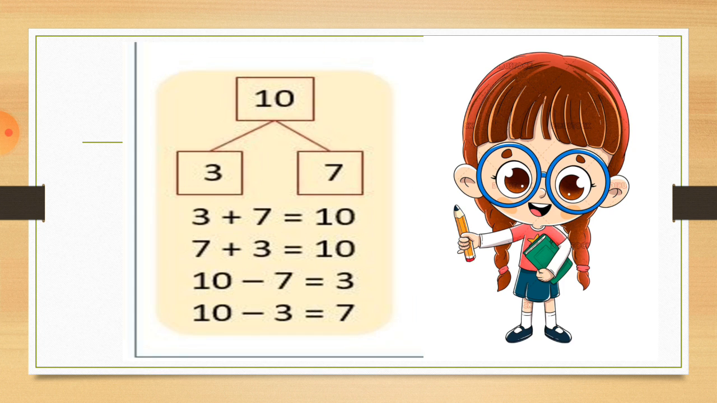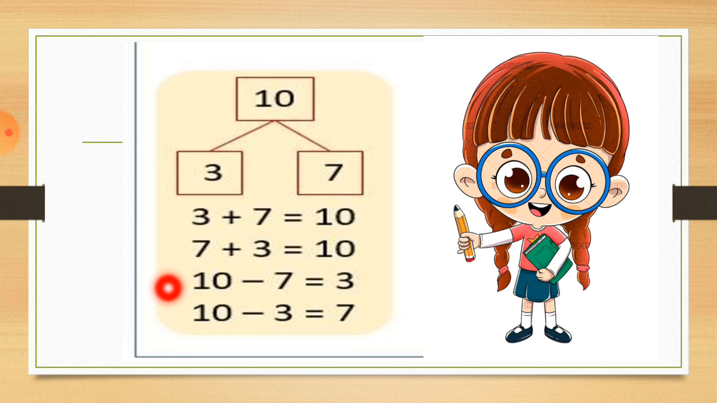So here is one more example. Here is 3 plus 7. So 3 plus 7 is equal to 10. So this is the answer of 3 plus 7, 10. You can see this, 3 plus 7 is equal to 10. Here 7 plus 3 is equal to 10. So here you can see this number family is completed.